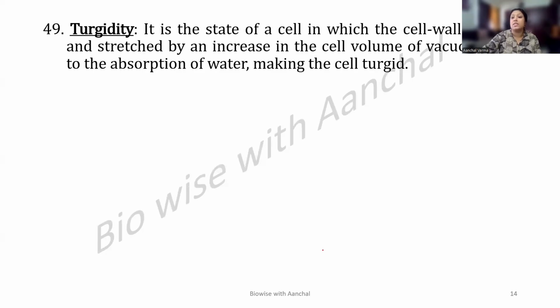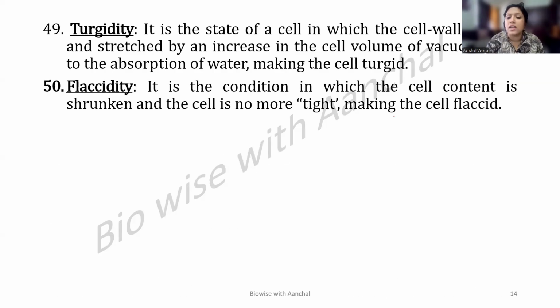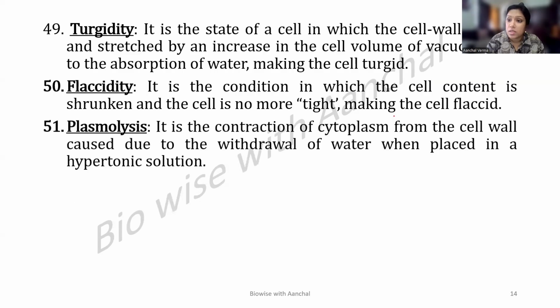Okay, turgidity, it is a state of the cell. Turgidity is the state of the cell in which the cell wall is rigid and stretched by an increase in the cell volume of the vacuoles due to the absorption of water, making the cell turgid. Next one is flaccidity. It is the condition in which the cell content is shrunken and the cell is no more tight, making the cell flaccid. Plasmolysis, it is a contraction of cytoplasm from the cell wall caused due to the withdrawal of water when placed in hypertonic solution.